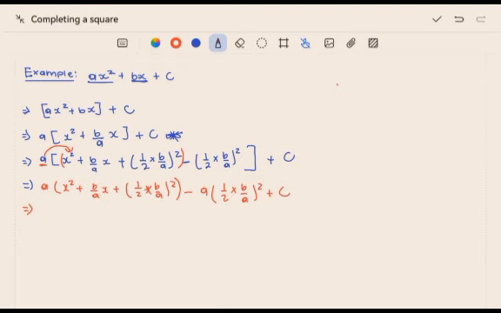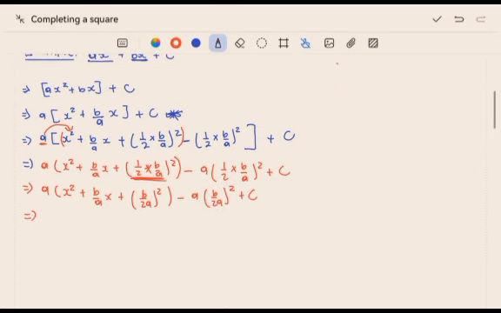So now what you do is you have to simplify this bracket, and when you simplify it, you have ax squared plus b over a x plus, and then this half of b over a is just b over 2a, and then squared, and then minus your bracket, so it's b over 2a squared plus c.